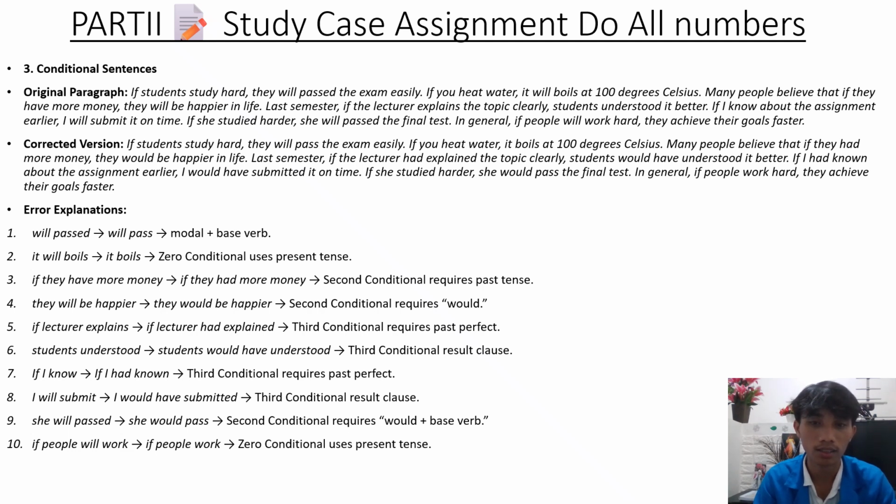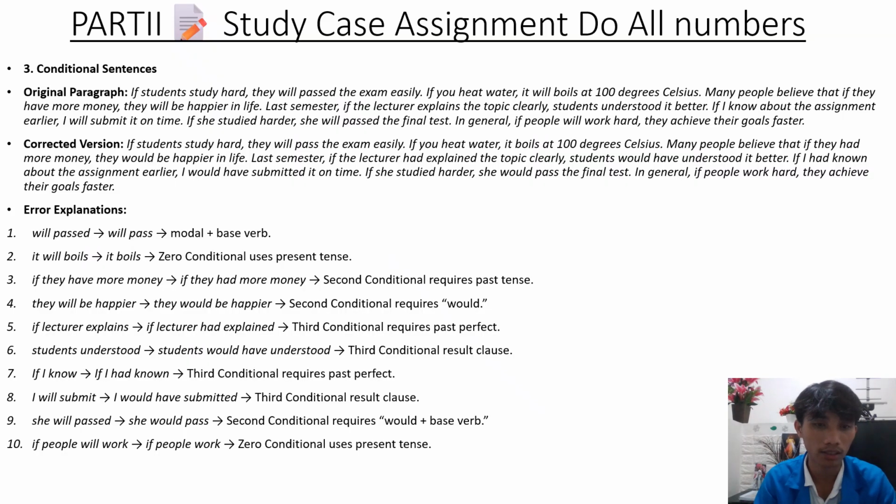Third conditional result clause. 7. If I know, change to if I had known. Third conditional requires past perfect. 8. I will submit, change to I would have submitted. Third conditional result clause.